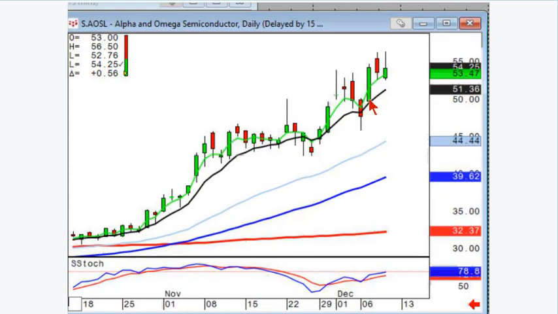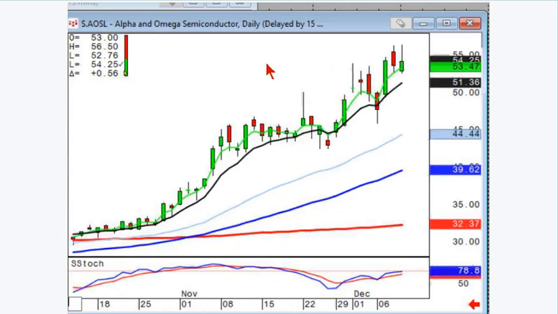AOSL. When you see that kicker type signal, even though it's up in this uptrend, what's it telling you? There's still a lot of strength. You're still going to be in an uptrend.